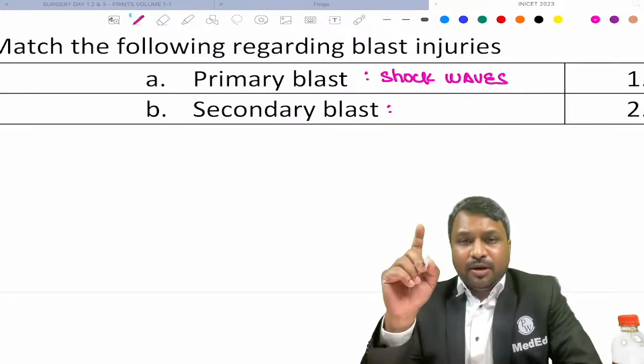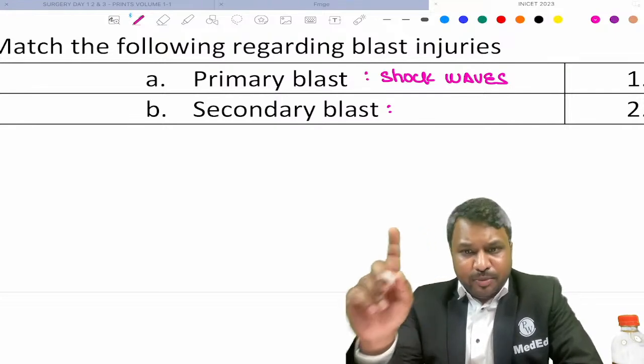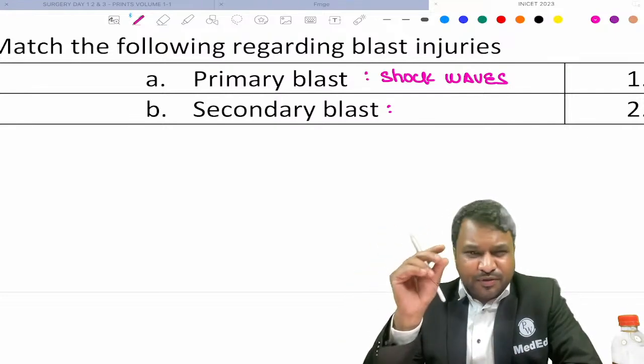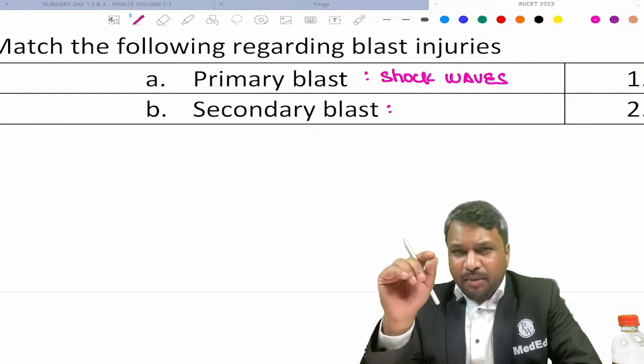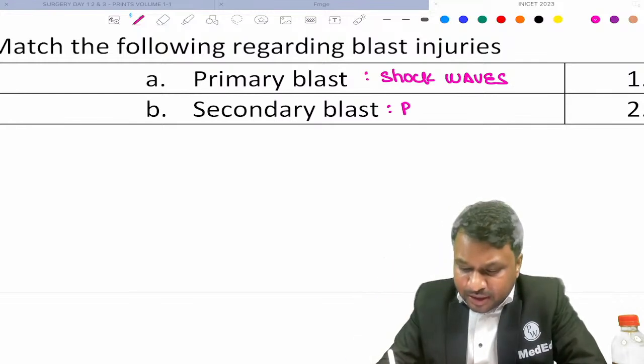Secondary blast is nothing but, every bomb is going to be unique, right? Few of them will have shrapnels, few of them will have metallic balls. When they come and hit you, they'll cause penetrating injuries.